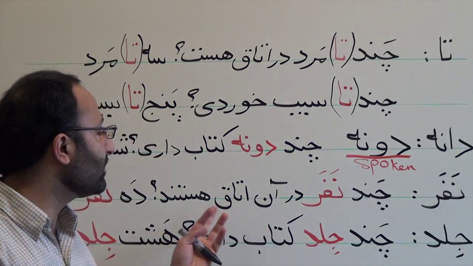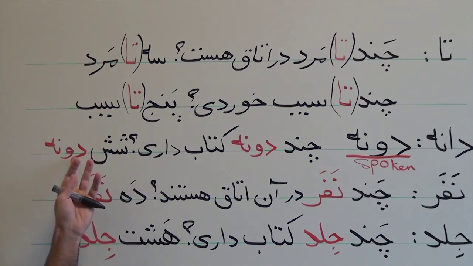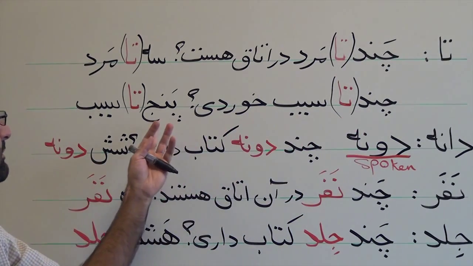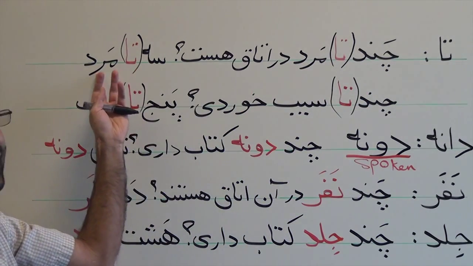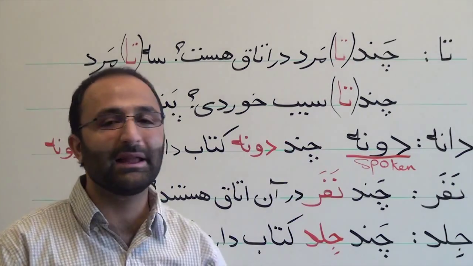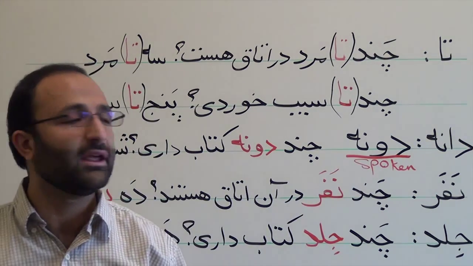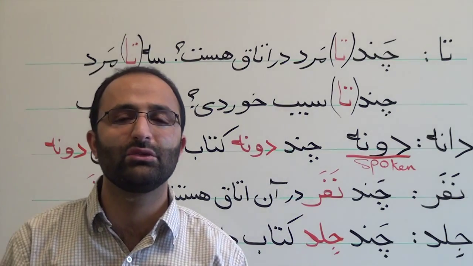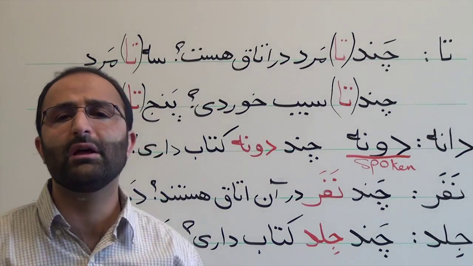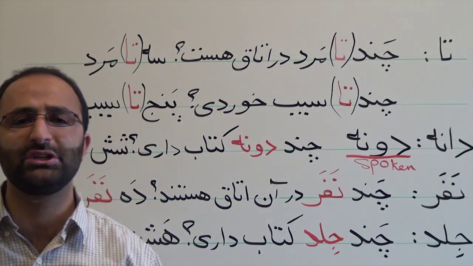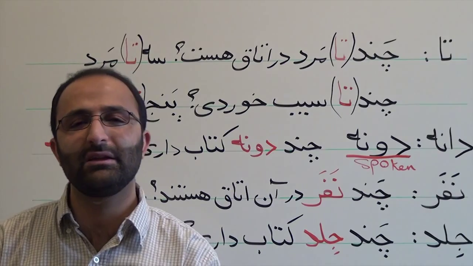چند نفر در آن اتاق هستند؟ 10 نفر. چند دونه کتاب داری؟ 6 دونه. چند تا سیب خوردی؟ 5 تا سیب. چند تا مرد در اتاق هست؟ 3 تا مرد. So it is important to remember that these counting words are optional. The sentence makes total sense even without them, but they are used in Persian more commonly. There are so many more that are used, for example, for ships, for airplanes, for some animals that are not necessary to know now.